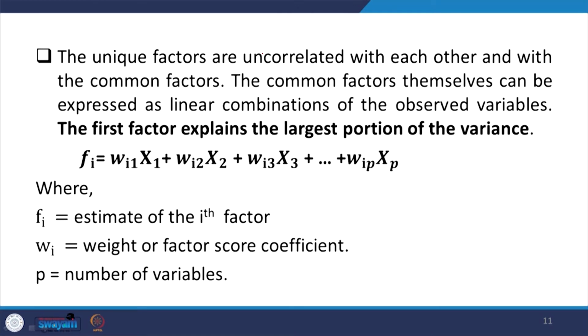Okay. And with the common factors, the common factors themselves can be expressed as linear combinations, which I have mentioned, combinations of the observed variables. The first factor explains. Now, after getting those variables through a set of other factors, after getting that and its individual weight, if you are able to define it, we can define an individual factor. Okay. So those common factors themselves can be expressed as linear combinations of the observed variables.